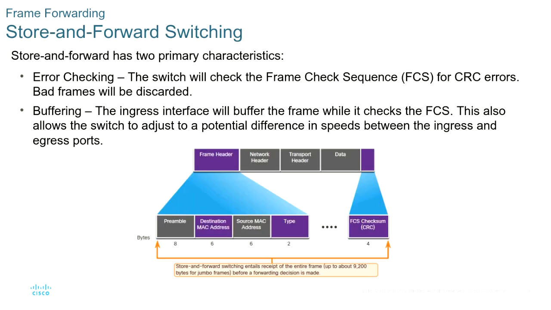Okay, so store and forward is going to read the entire frame. There at the end is our frame check sequence, the CRC. The port is going to receive a frame and recalculate the CRC. It should match what the source machine that transmitted it put in there. Then it will go ahead and forward the frame if it's a good frame. Bad frames will just be dropped.